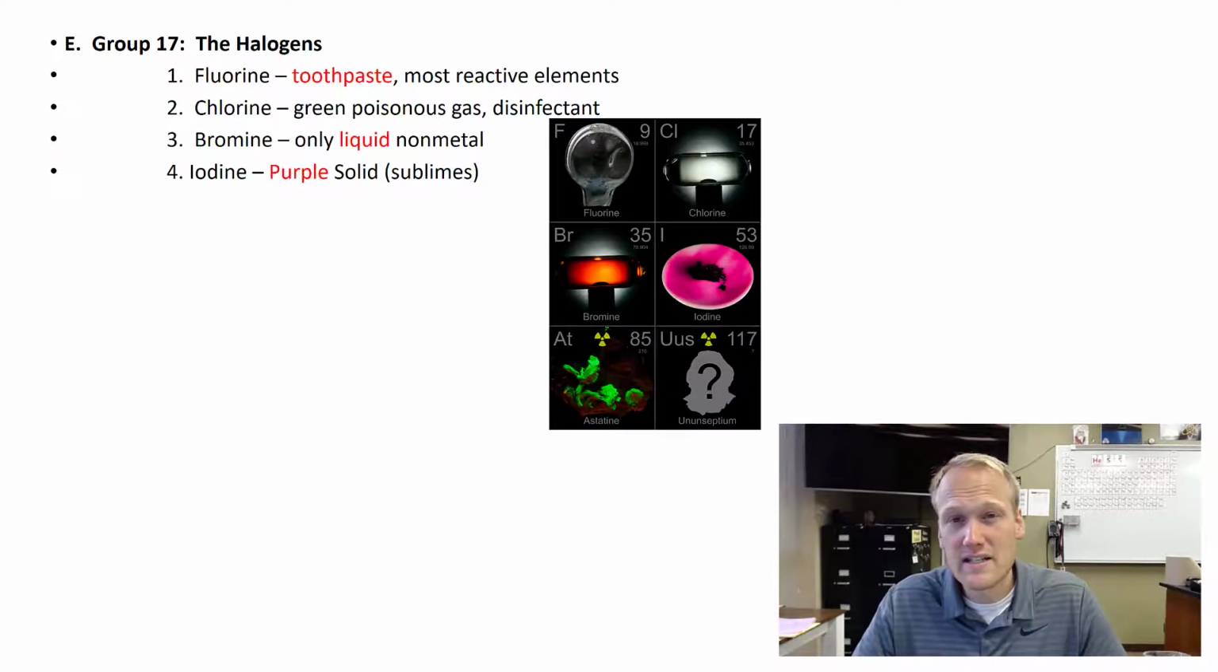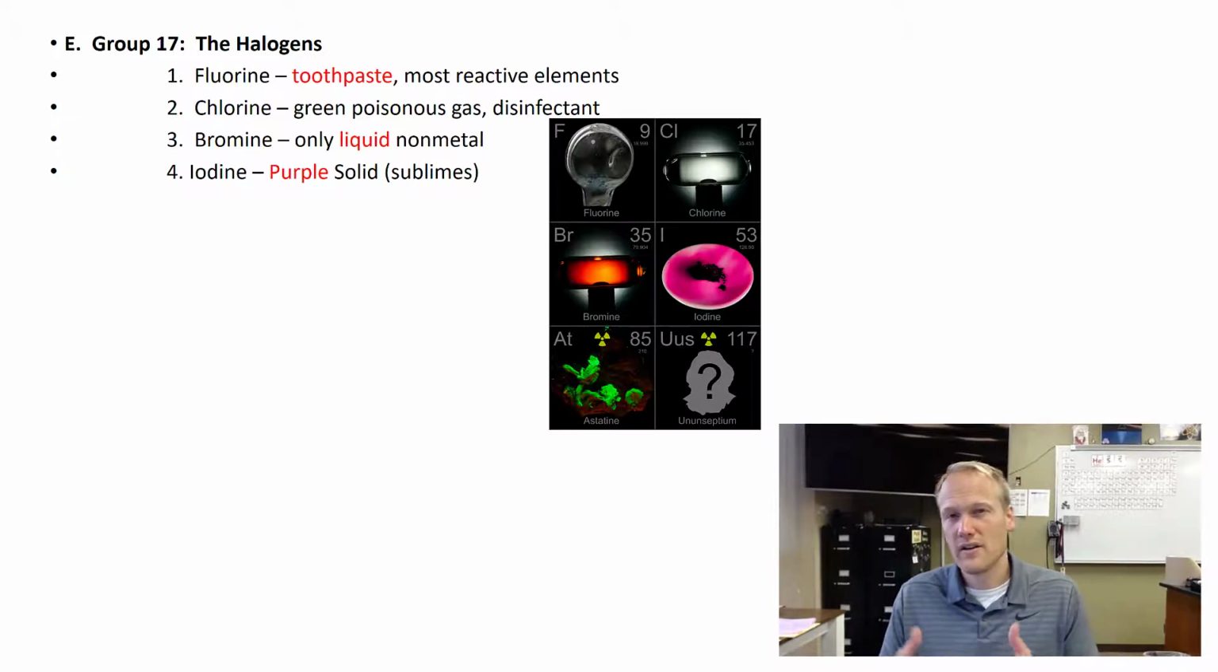Group 17 is the first column that is all nonmetals. We have a couple gases and liquids in this group, fluorine and chlorine. Fluorine, in the form of fluoride, is in our toothpaste, but it's also one of the most reactive elements. Chlorine is a poisonous green gas.